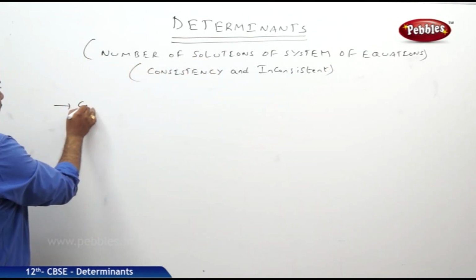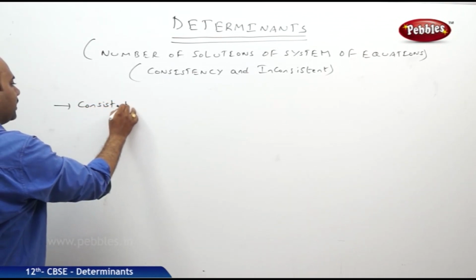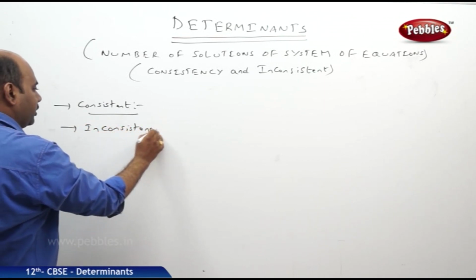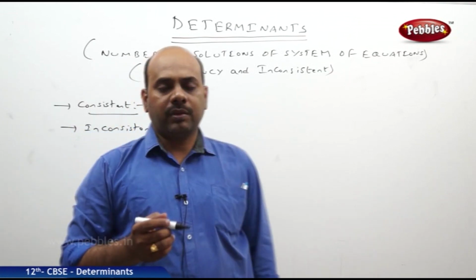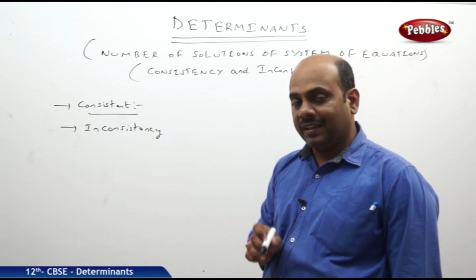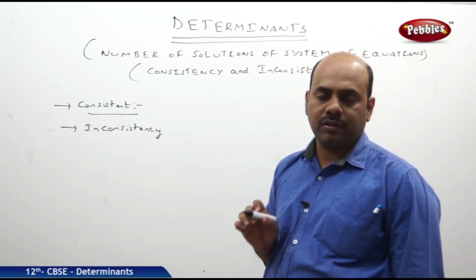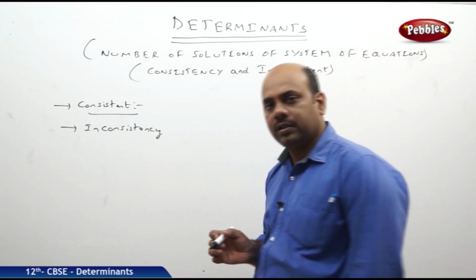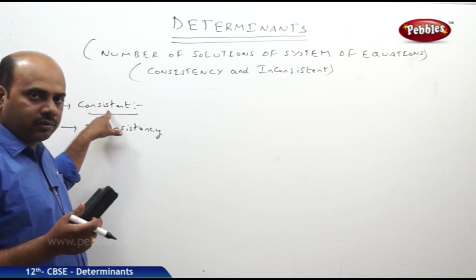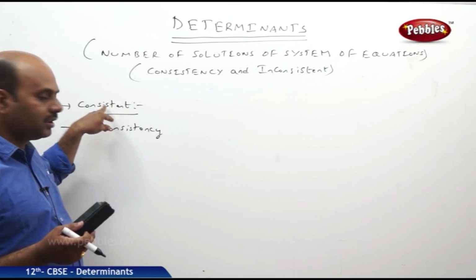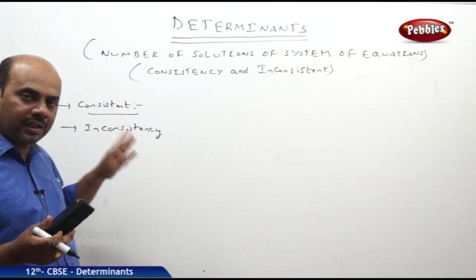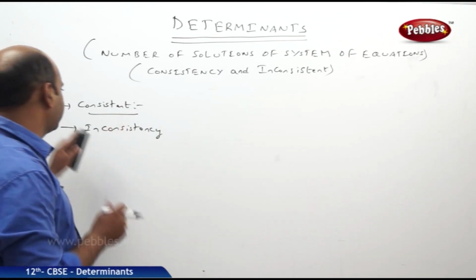First of all, you need to know what we mean by consistent and what we mean by inconsistent. A system of equations is said to be consistent if it possesses a solution, and inconsistent if it does not possess a solution. So I think it is clear. Whenever a system of equations possesses a solution, we call that system consistent. Whenever the system does not have a solution, we call the system inconsistent.